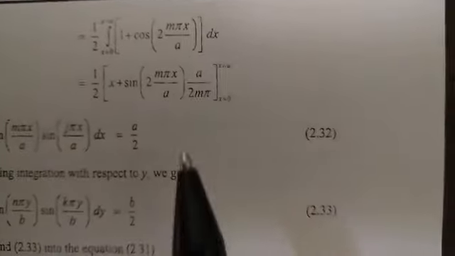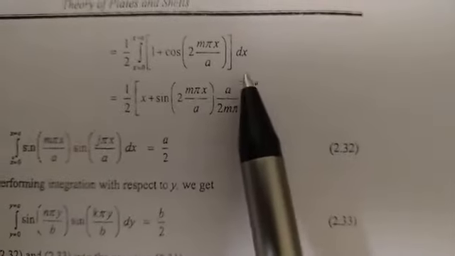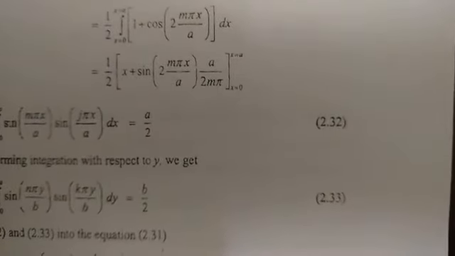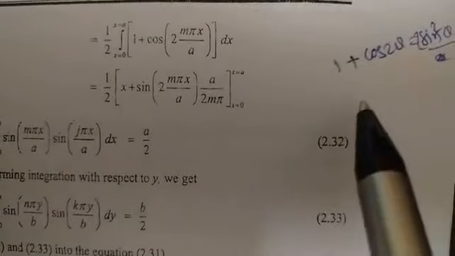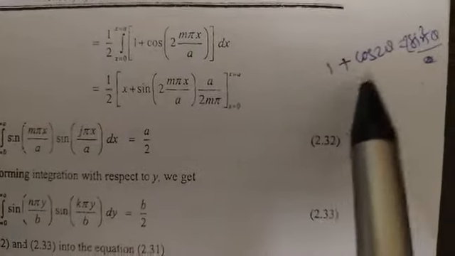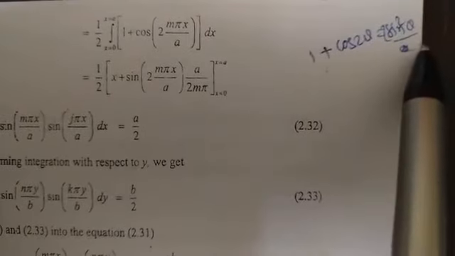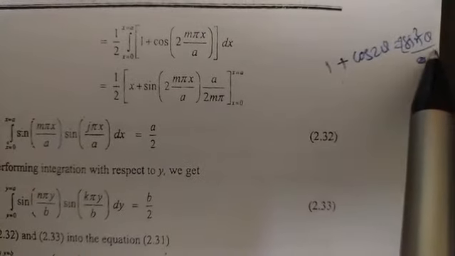Now here also we have to use one simple formula of trigonometry. So I can show that formula to you. So we have used this formula of trigonometry here: 1 plus cos 2 theta equal to 2 sin square theta.